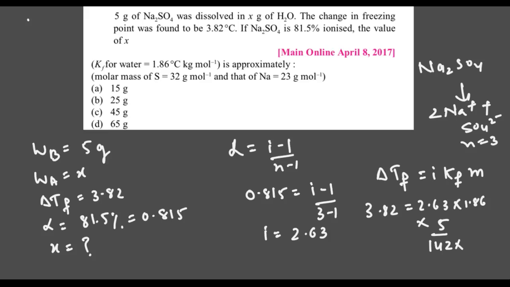In the denominator, you will multiply with WA. WA is the mass of solvent, which you have to calculate, so you put it as X, into 1000. When you solve, you will get the value of X as 45.09. So that means the correct option of this question is option C.